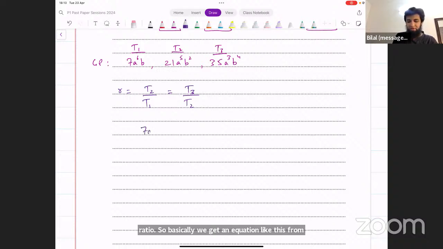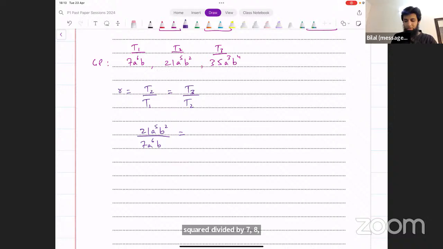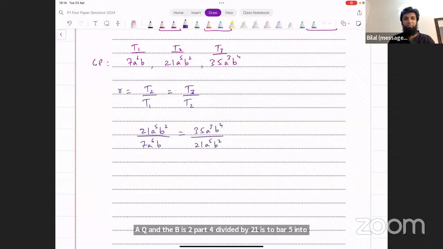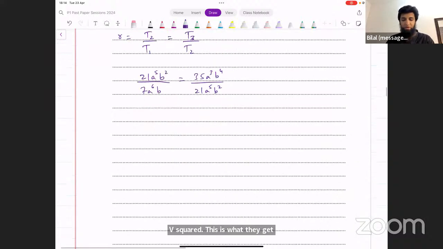We get 21 a raised to power 5 into b squared divided by 7 a raised to power 6 times b. That should equal 35 a cube into b raised to power 4 divided by 21 a raised to power 5 into b squared. This is what we get. So we've got an equation like this. Now let's simplify this.